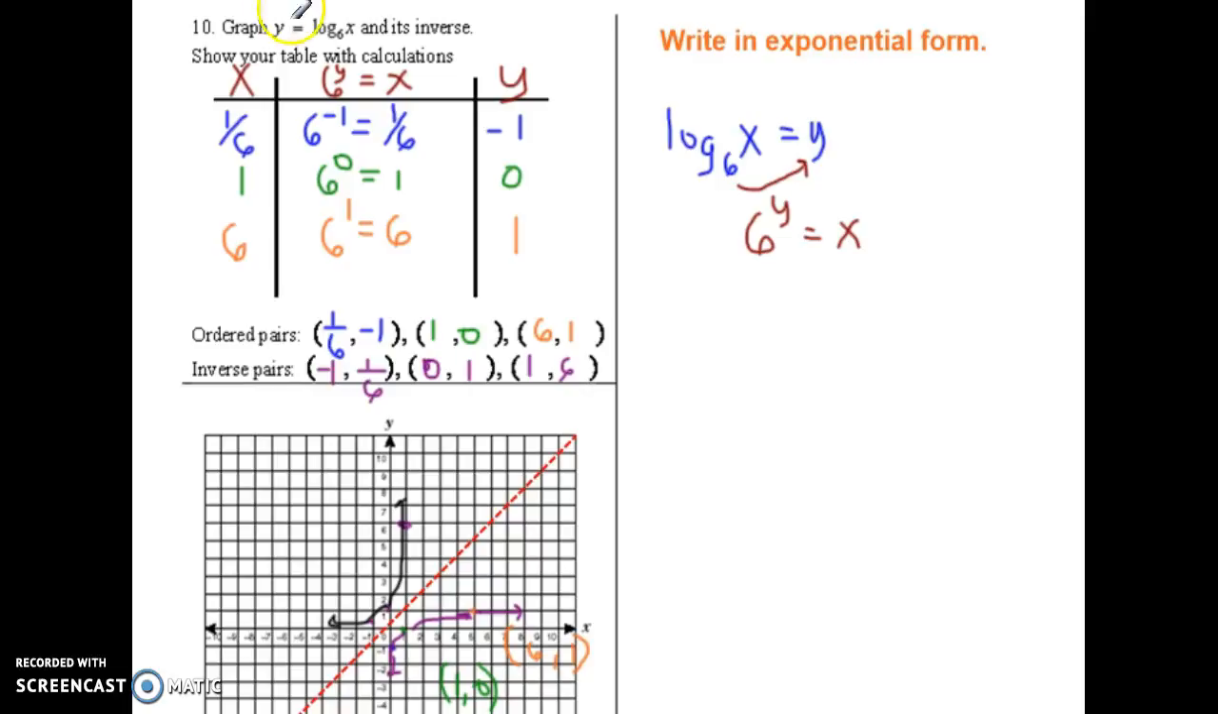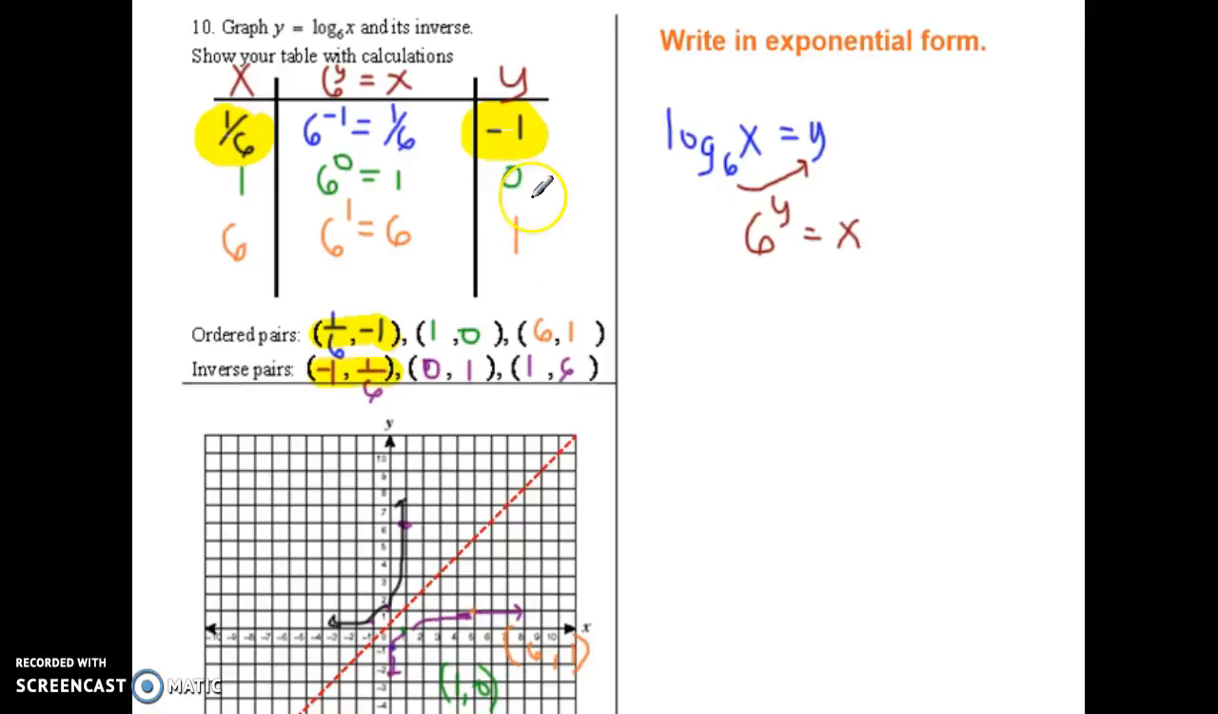In problem number 10, we're going to graph a log and its inverse. So first I'm going to take my log. I'm going to make an exponential function because it's easier to graph. So 6 to the y power equals x. Now I'm going to pick values of y. If I pick negative 1, I get 1/6 and negative 1, so 1/6, negative 1. That's my first ordered pair. To do the inverse, I'm going to switch them around.